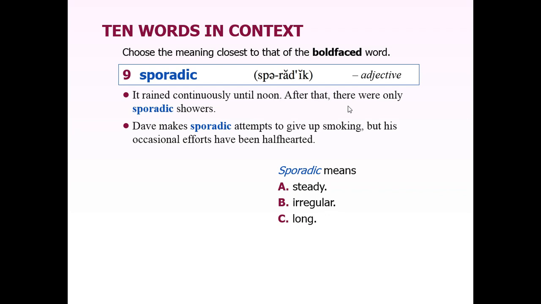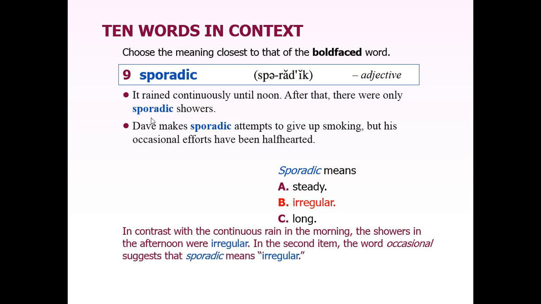Number 9, sporadic. Dave makes sporadic attempts to give up smoking, but his occasional efforts have been half-hearted. So sporadic means he makes attempts, but they're half-hearted, and the word occasional sticks out. When something is occasional, it doesn't happen on a regular basis. So I know it's most likely going to be irregular.